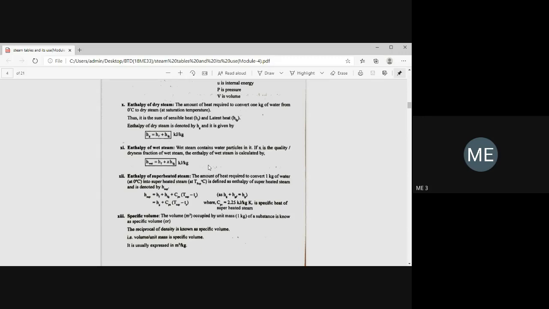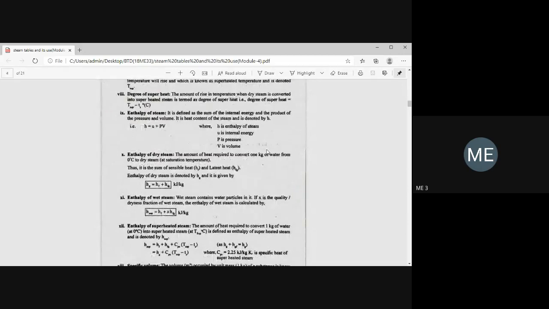Next, enthalpy of superheated steam. Okay, so enthalpy of superheated steam is the amount of heat required to convert 1 kg of water at 0 degrees Celsius to 1 kg of superheated steam at superheat temperature. Okay, you see the diagram. So you have to take between the points A and D. That is the last one, H super, means the amount of heat required to convert 1 kg of water initially at 0 degrees Celsius to 1 kg of superheated steam at superheat temperature. Okay, that is the enthalpy of superheated steam.